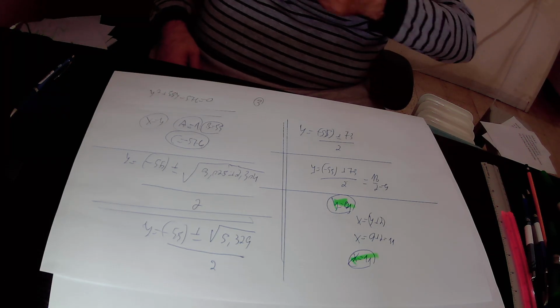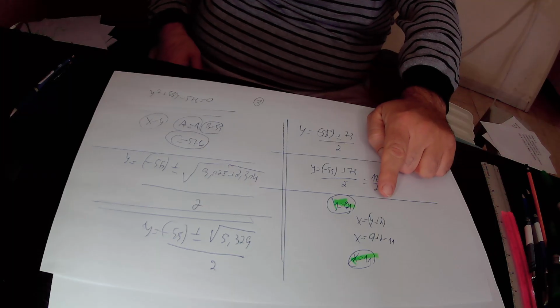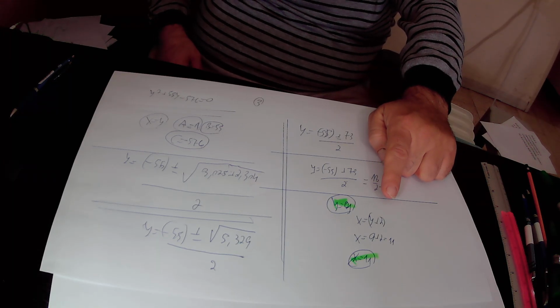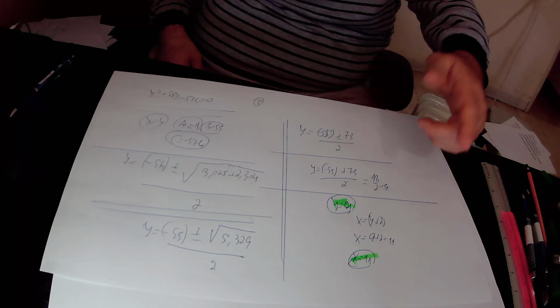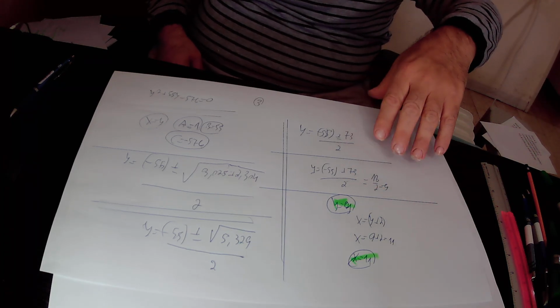So in total we found that y equals 9. We already found that x equals y plus 2. So x equals 9 plus 2, and 9 plus 2 is 11. So in total, y equals 9 and x equals 11.